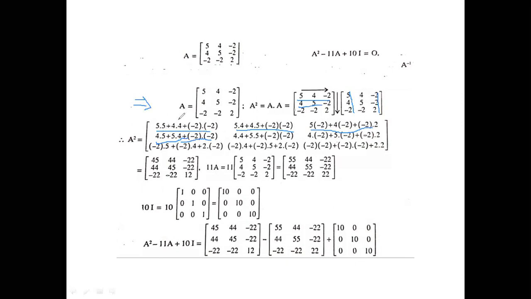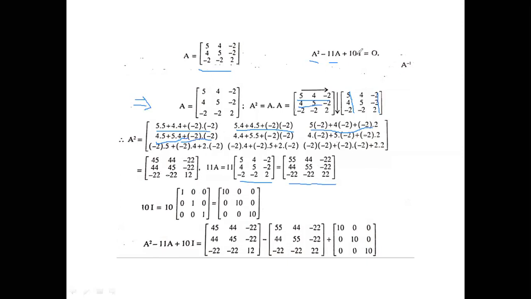Now we have to find 11A. We have found A square, and now we will find 11A. So 11 multiplied with the matrix A, which is 5, 4, minus 2, 4, 5, minus 2, minus 2, minus 2, 1. Multiplying each element with 11, we get this.